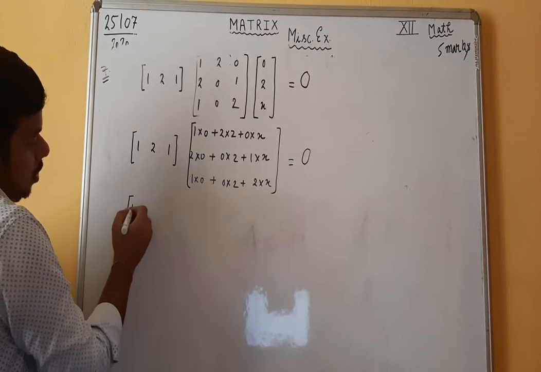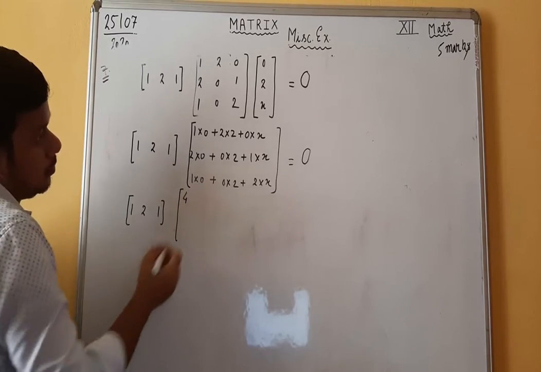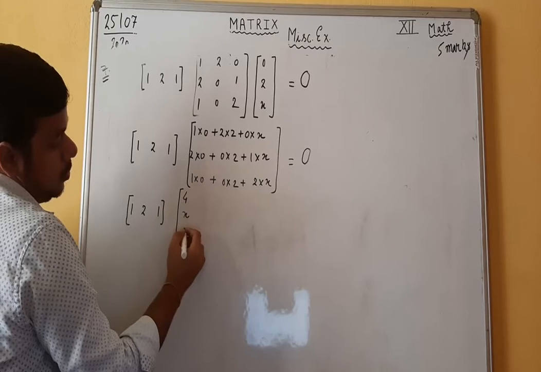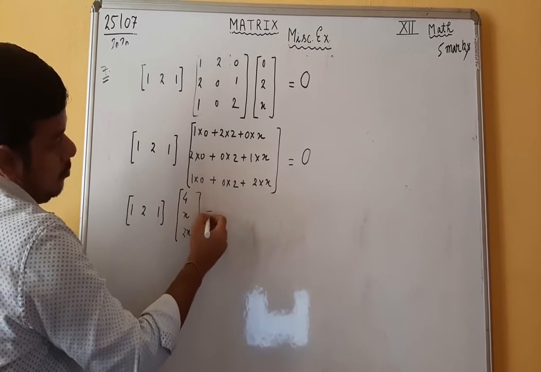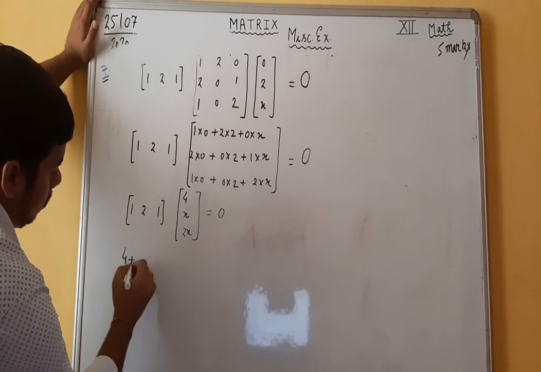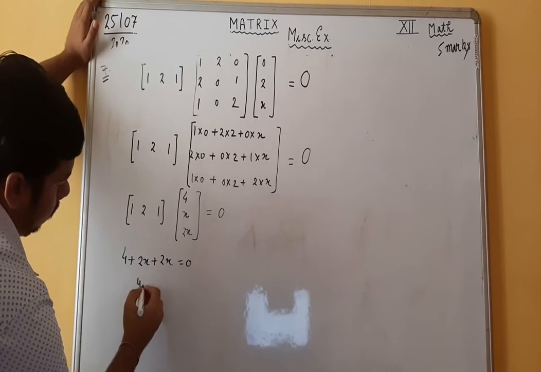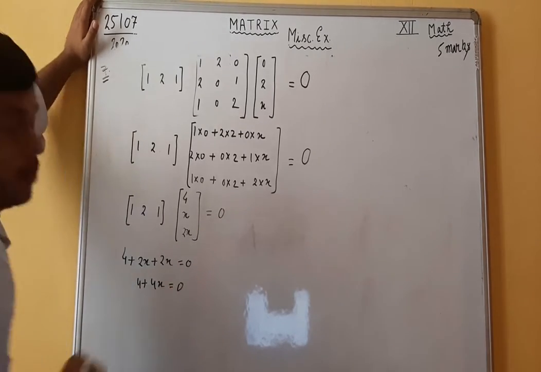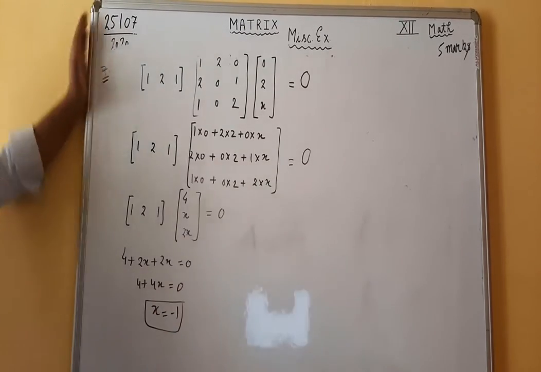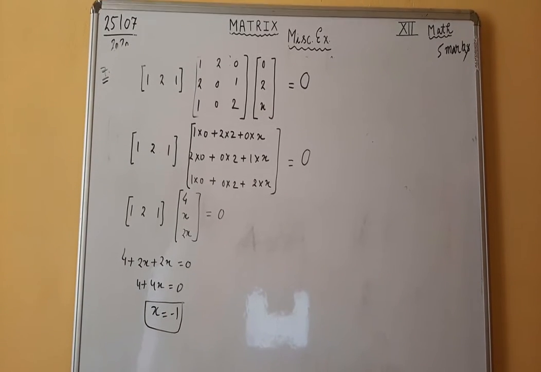Now 1 2 1, 4. This is 0, this is 0, x. This is 0, this is 0, this is 2x is equal to 0. Let us multiply: 4 plus 2x plus 2x is equal to 0. So 4 plus 4x is equal to 0. So x is equal to what? x is equal to minus 1. This is the answer. Now let us see the next problem, problem number 8.